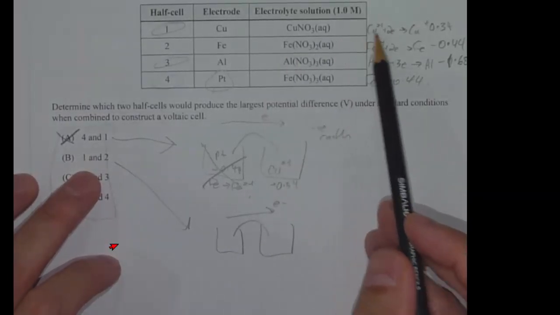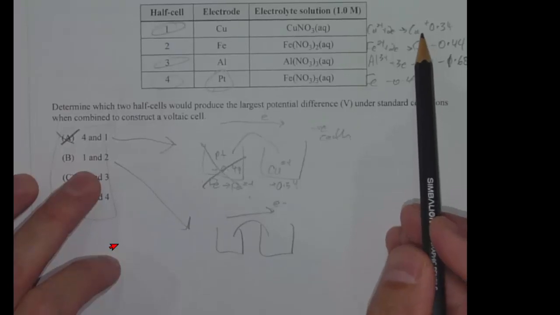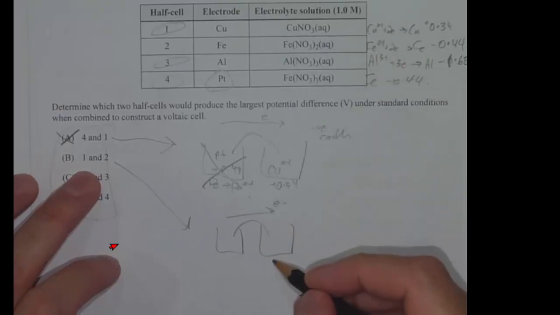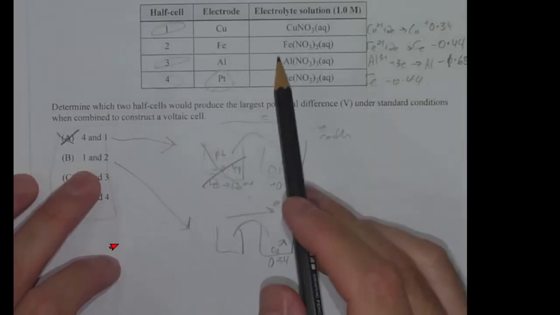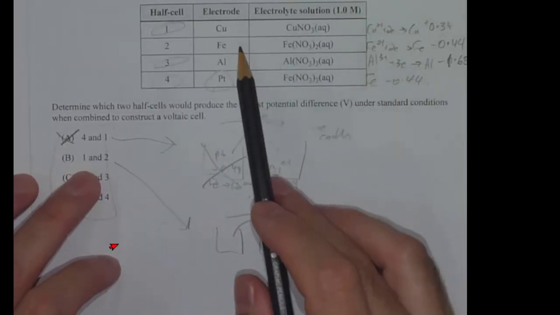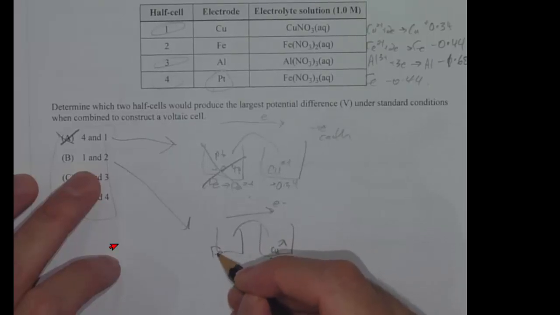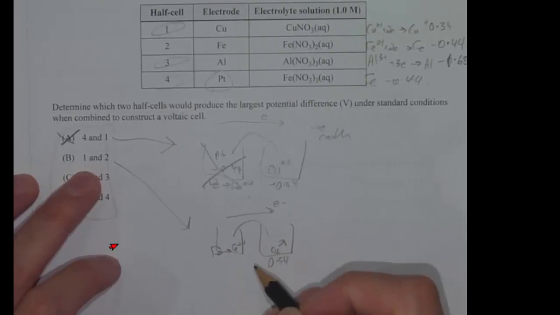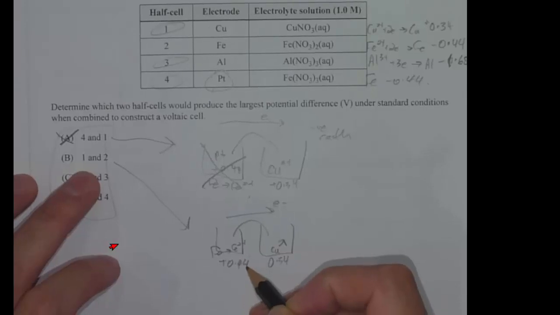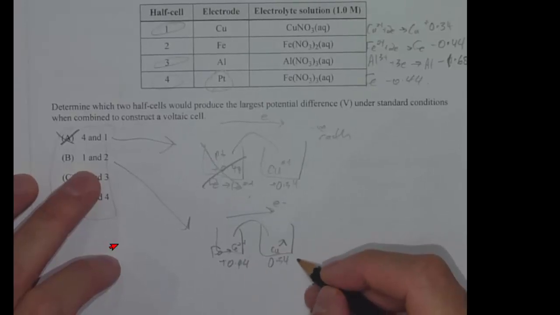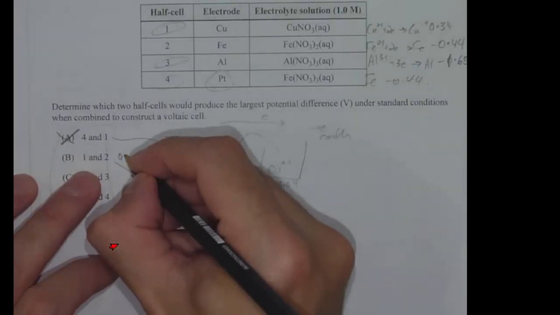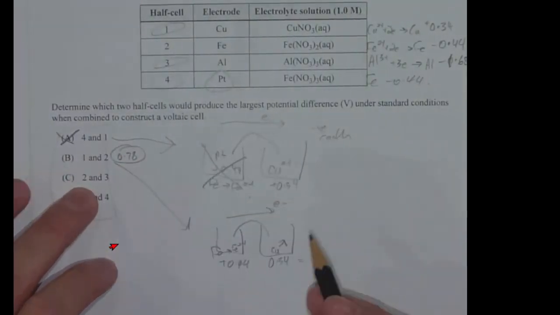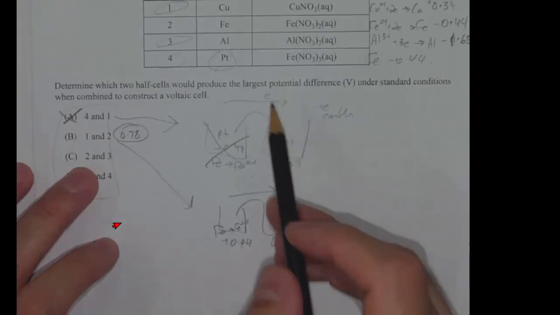So 1 and 2, that one's the most positive, so that's going to work. So again, this is 0.34 and the copper's going up. And the 2 is the iron with an iron electrode. So the iron can actually go to Fe2+ and give you the plus 0.44. So that's going to give you a reading of 0.78. Okay, it's our highest so far.